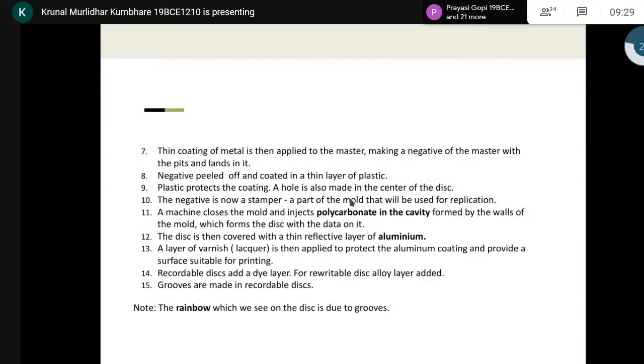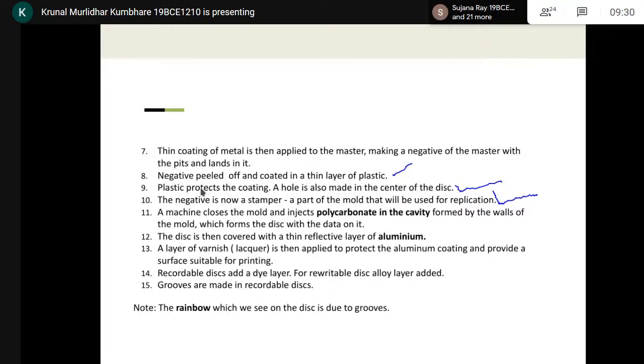Then the negative is peeled off in a thin layer of plastic. Then the plastic protects the coating. A hole is also made in the center of the disc. So we see that our CD is almost going to be ready. Then the negative is now a stamper, a part of the mold that will be used for application. In this process, we get another glass master, which will again be used for manufacturing other discs.